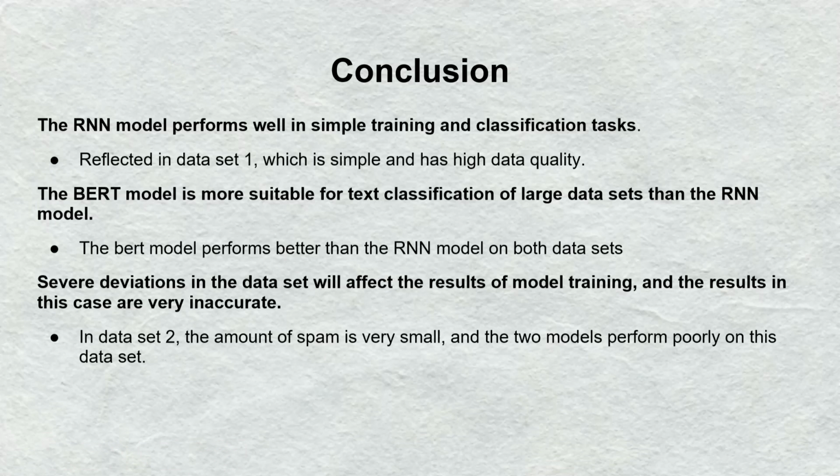In conclusion, when the data quality is high and the dataset is relatively simple, these two models are not much different. But as mentioned earlier, in dataset 2, the amount of spam and the amount of news are out of proportion. In this case, both models performed poorly. Therefore, in order to achieve the desired effect of this model, the amount of data must be very large. But overall, the BERT model still performs a lot better than the RNN model. So we think the BERT model is more suitable for dealing with text classification problems.